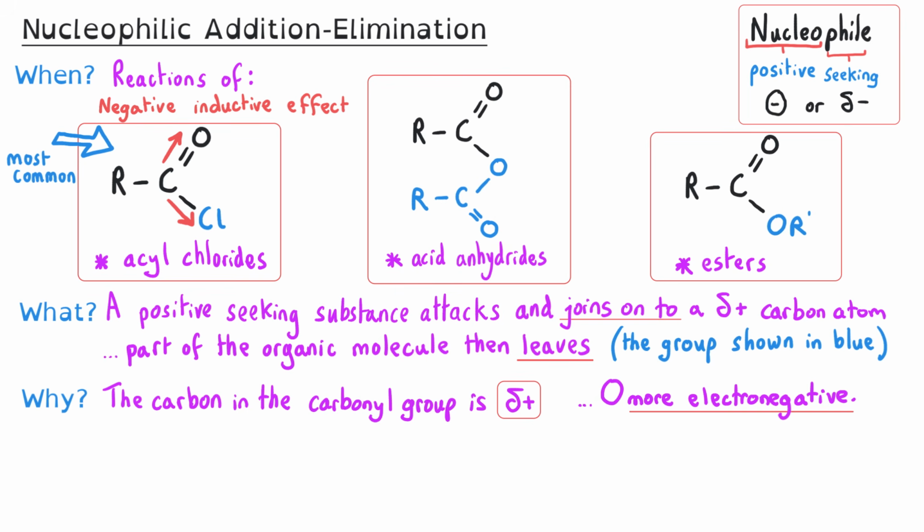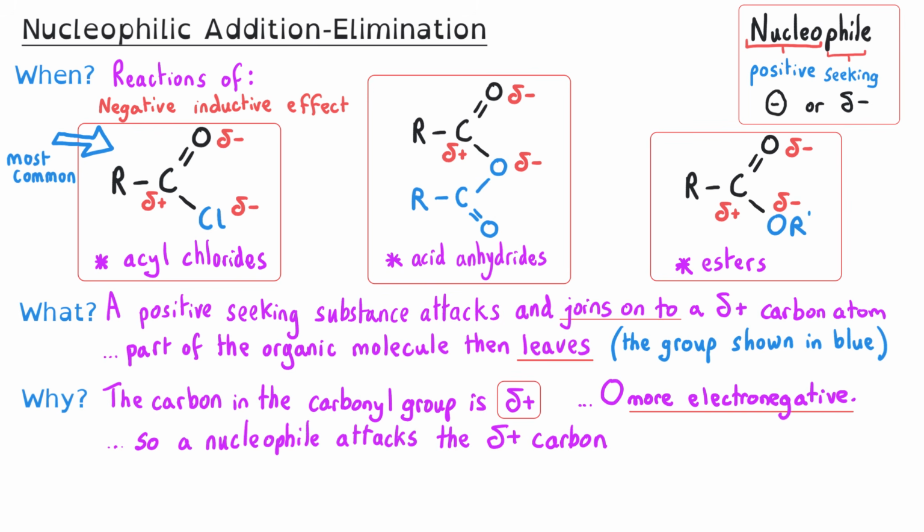Both of these atoms are more electronegative than the carbon, so they pull the electron density from the covalent bond towards themselves, leaving the carbon delta plus and the oxygen and the chlorine delta minus. And so the nucleophile attacks the carbonyl carbon and forms a new bond to it.